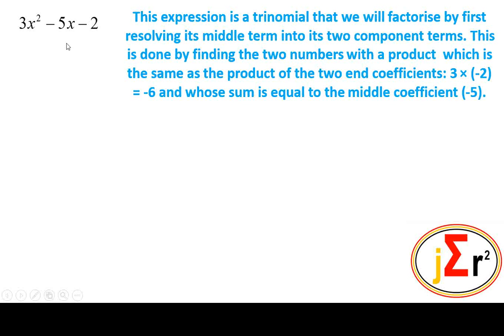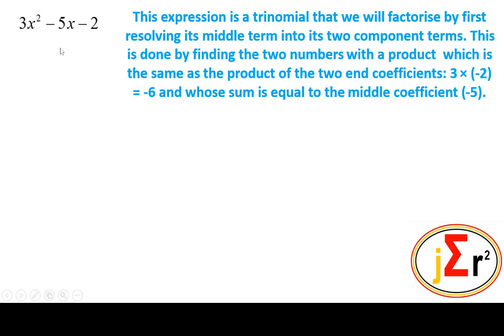In order that we may factorize this expression, we need to resolve the middle term into its two components, which will cause it to have four terms. In order for us to resolve that middle term into its two components, we need the two numbers which, when multiplied, will give the same product as 3 times -2. They will have a product of -6. When we add those two numbers, the result will be -5.